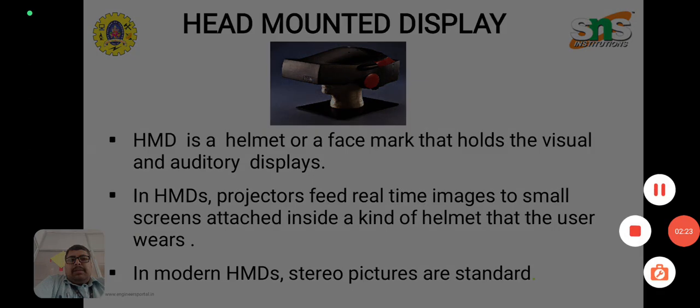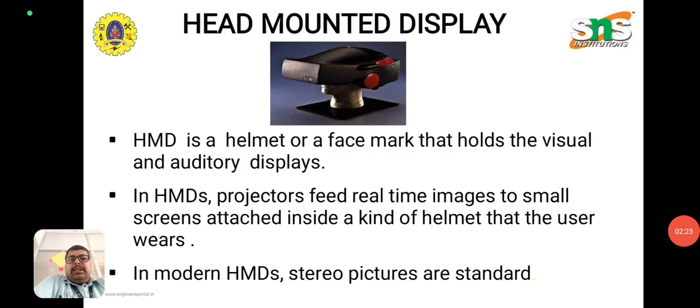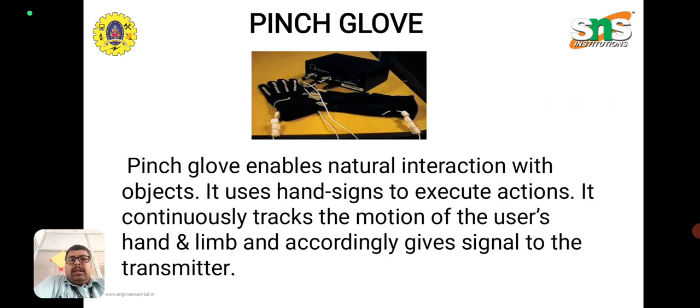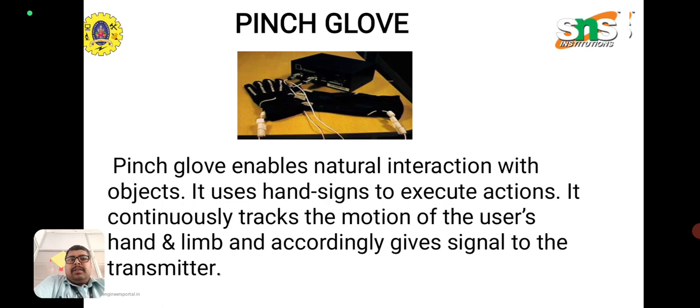Next, we are going to see the head-mounted display. This head-mounted display is a helmet or a face mask that holds visual and auditory displays. In a head-mounted display, projectors feed real-time images to small screens attached inside a kind of helmet that the user wears. In modern HMDs, stereo pictures are standard. Pinch gloves. Pinch gloves enable natural interaction with objects. They use hand signs to execute actions and continuously track the motion of the user's hand and limb, and accordingly give a signal to the transmitter.